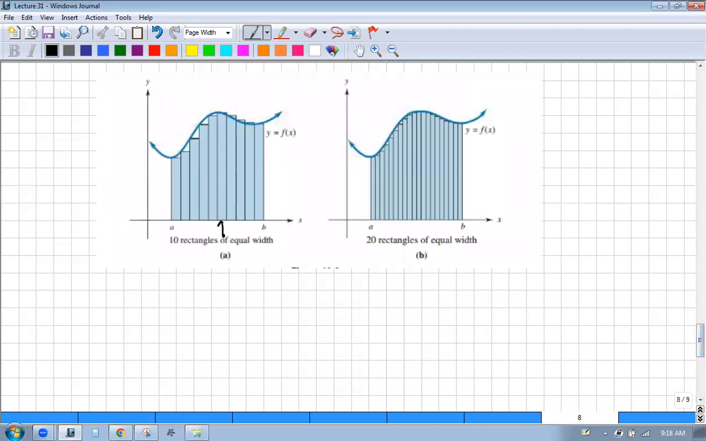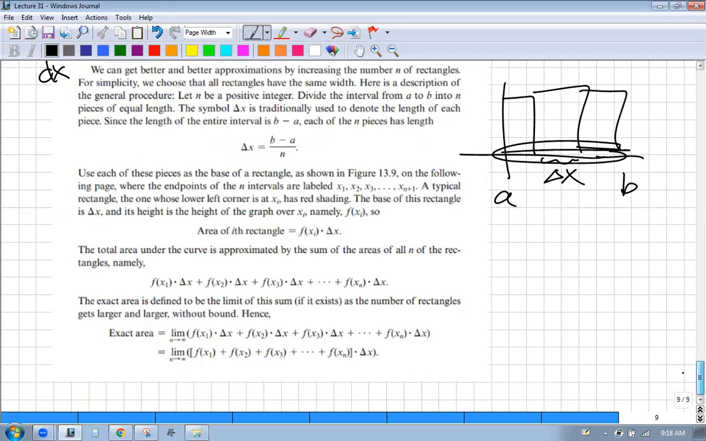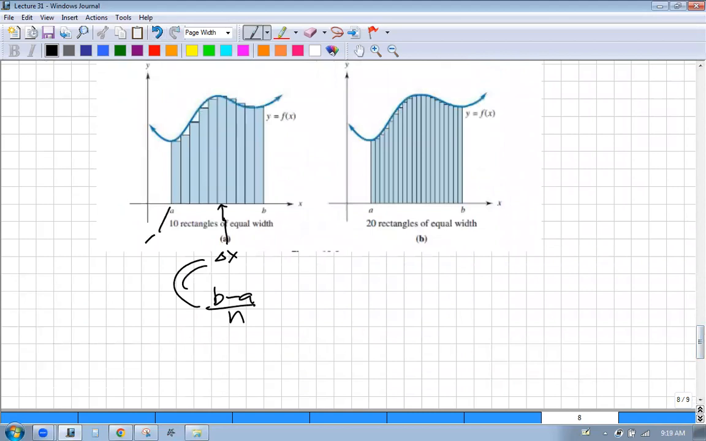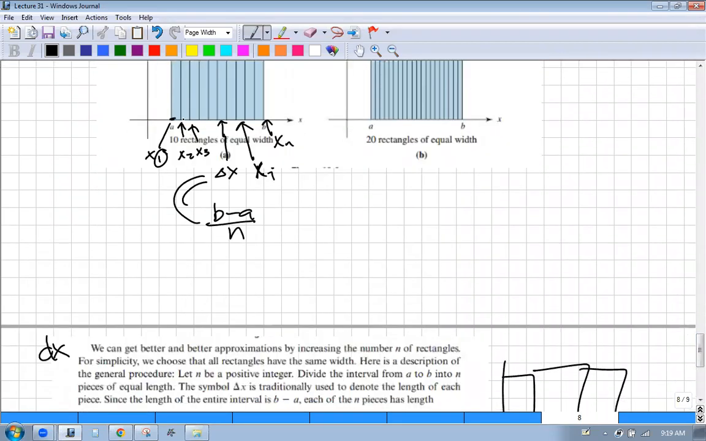Each one of these little rectangles has a width of change in x, right? You're taking the whole length from A to B and dividing it into n rectangles, so that's what your change in x is. That's the width of each rectangle. Then we label them with the x sub i's. This would be x sub 1, this would be x sub 2, this would be x sub 3. Generically, this would be x sub i, where i goes from 1 to n. Those are just the labels for the x's.